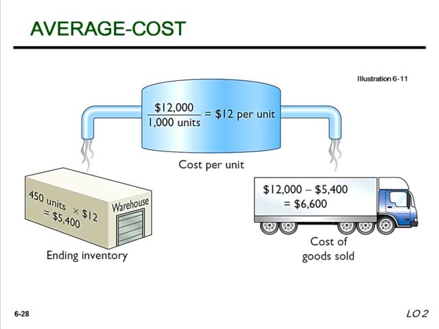Alright, and they show us here in this illustration the calculation for the average cost per unit, which is $12. We have 450 units left over in inventory, so our ending inventory is $5,400. We subtract that from the total cost of goods available for sale, and using the weighted average cost method, we get a cost of goods sold of $6,600.